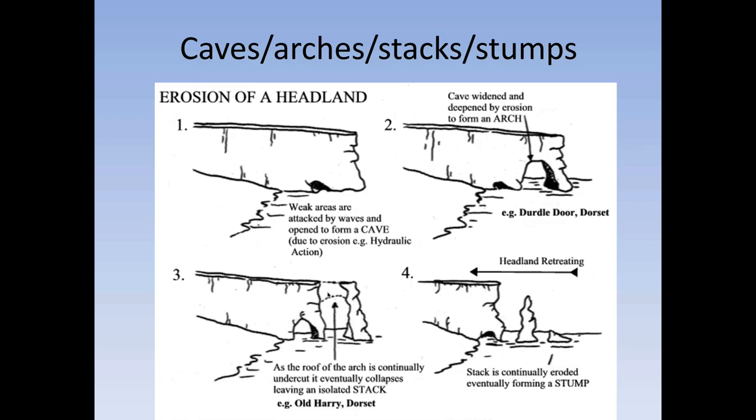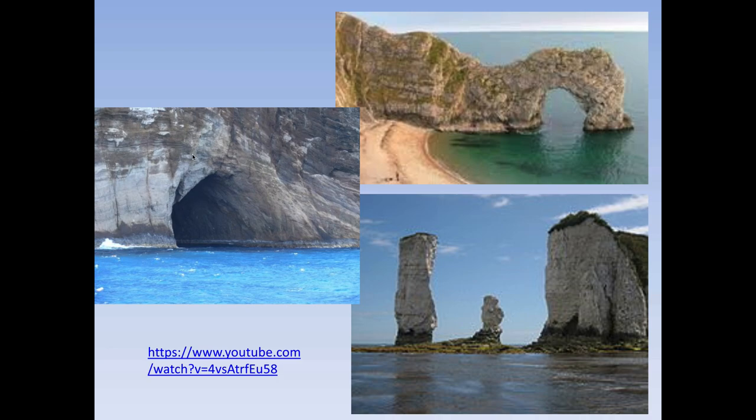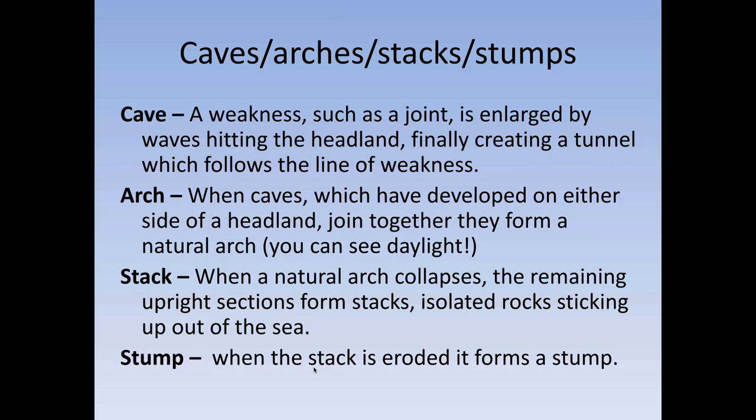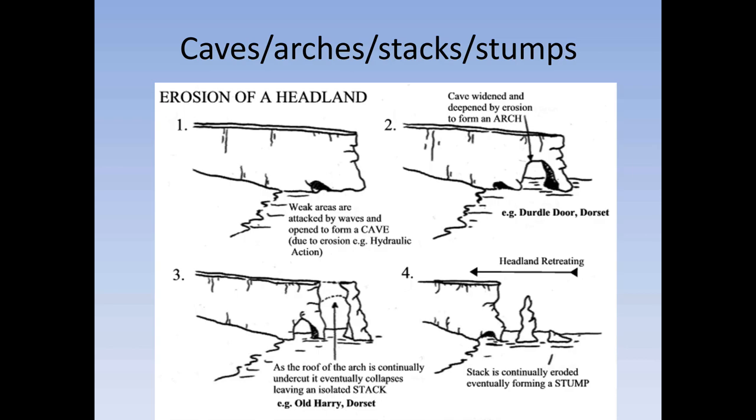a rock fall. So you're going to lose the top of your arch, that is a stack, and the stack gets smaller and smaller and smaller over time because of weathering, erosion and mass movement, and becomes a stump. So cave, dark, arch, daylight, stack, stump. And there's a little YouTube clip there that you can watch that will talk you through it. So I would learn cave, arch, stack and stump together, ladies and gents, because they are all different stages of the same process. Okay.